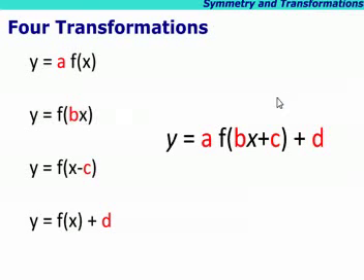So here is a way that I can describe or write down the 4 different transformations that we're going to look at today. I can put a letter out front. I can put a letter inside the brackets, in front of the x. I can put a letter inside the brackets, but instead of being multiplied by the x, I'm adding or subtracting it. And finally, I can put one outside. Those are the 4 different transformations that we could do.